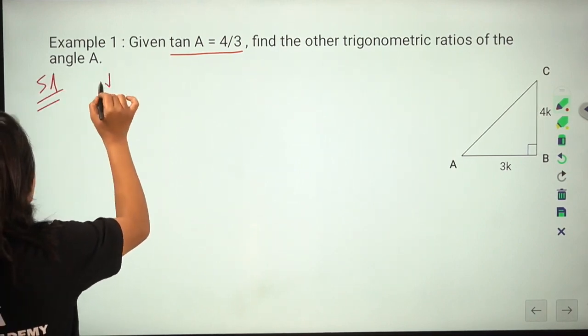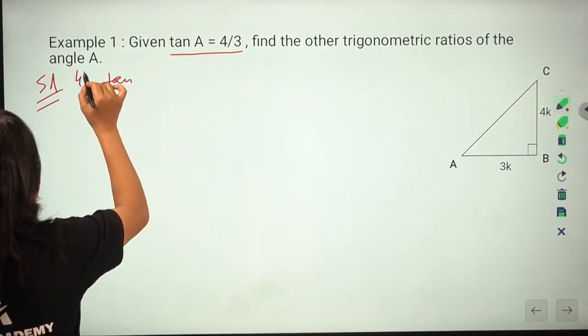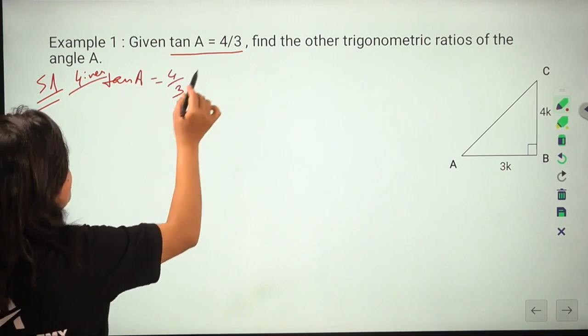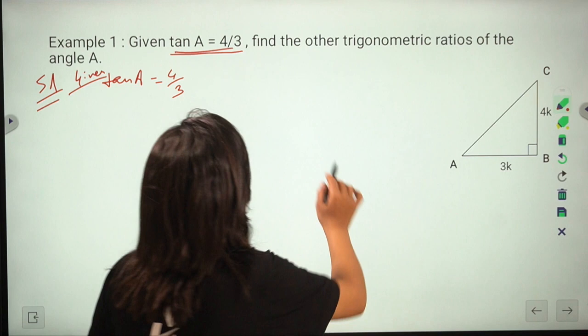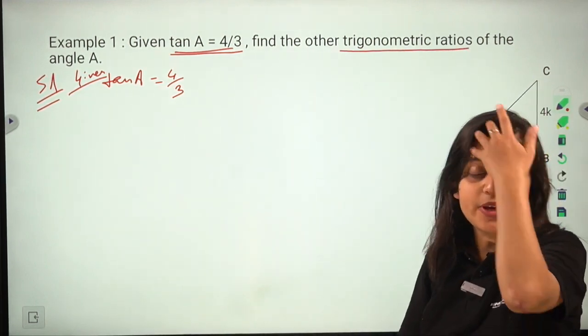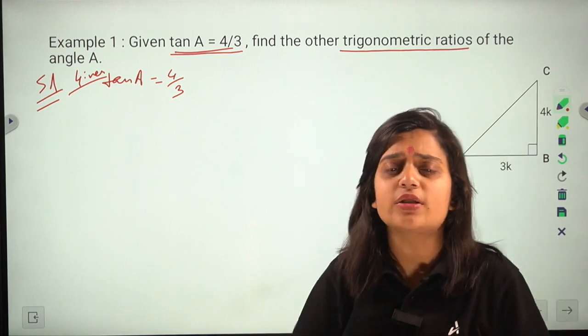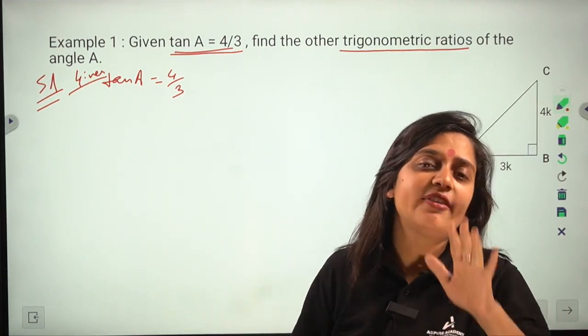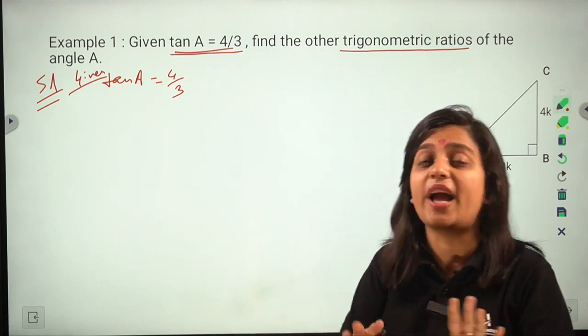Okay, what is given? Tan A equals 4 by 3. Find the other trigonometric ratios of angle A. That means we have to find sin A, cos A, tan A we have, cosec A, sec A and cot A. The remaining 5 trigonometric ratios we have to find.